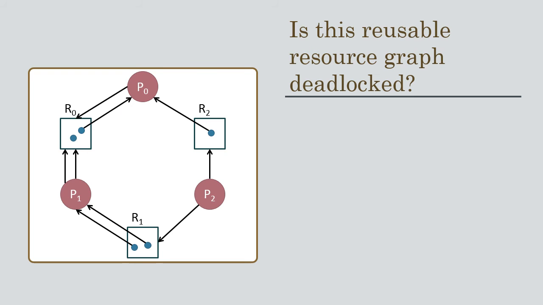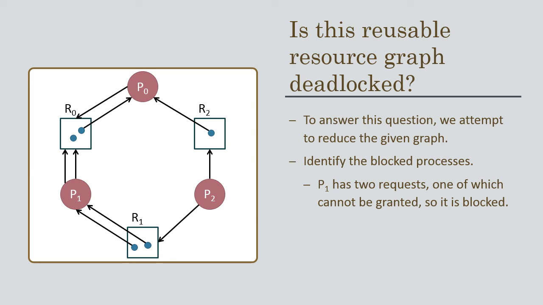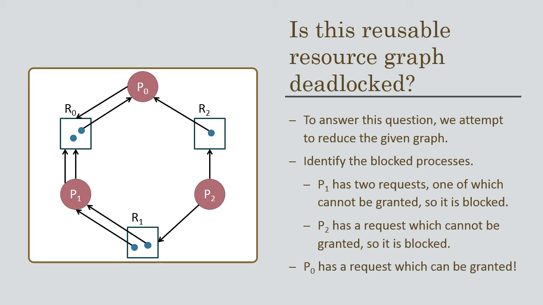Is this reusable resource graph deadlocked? To answer this question, we attempt to reduce the given graph. Identify the blocked processes. P1 has two requests, one of which cannot be granted, so it is blocked. P2 has a request which cannot be granted, so it is blocked. P0 has a request which can be granted.